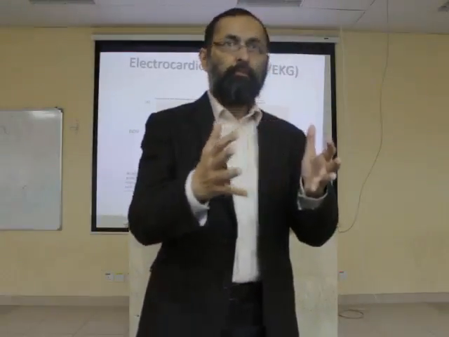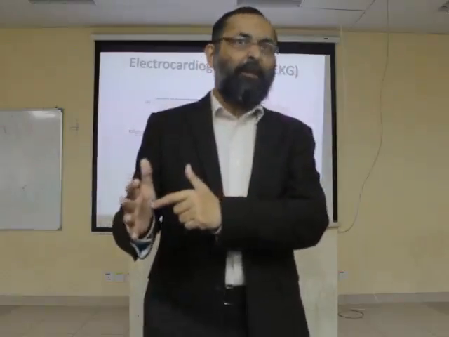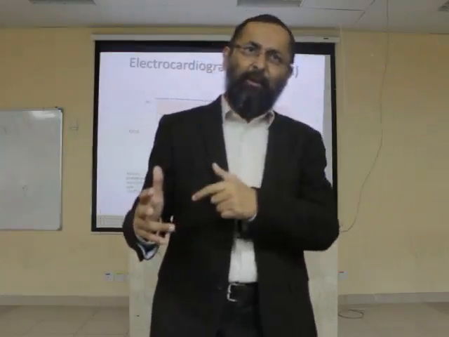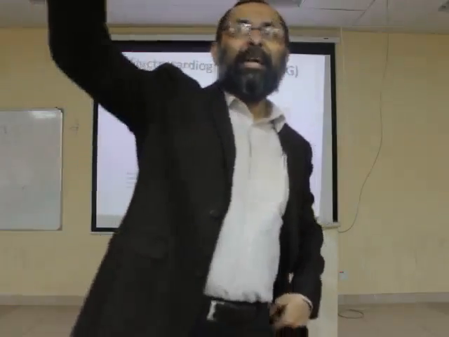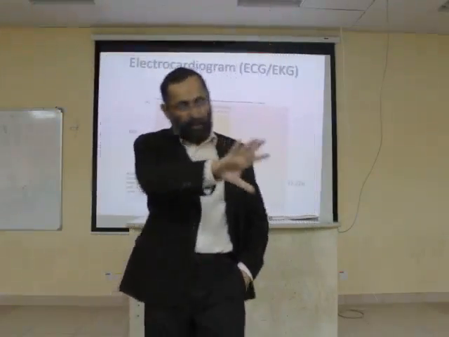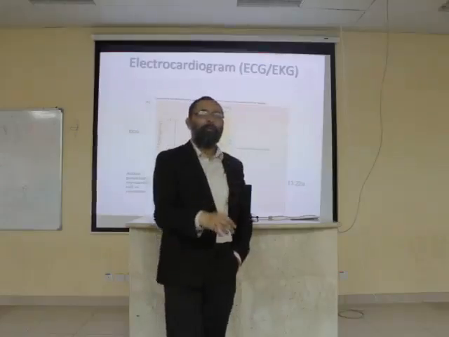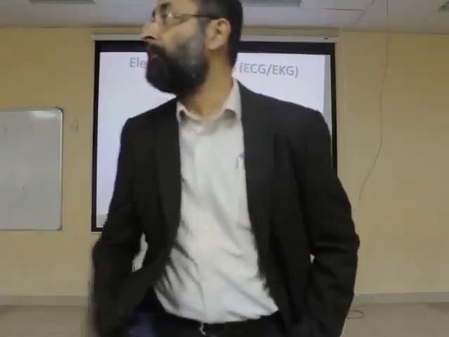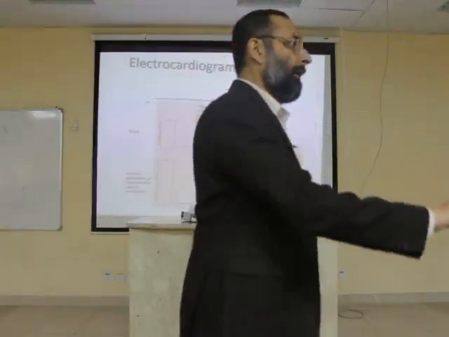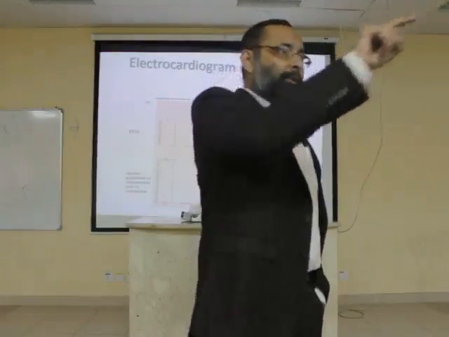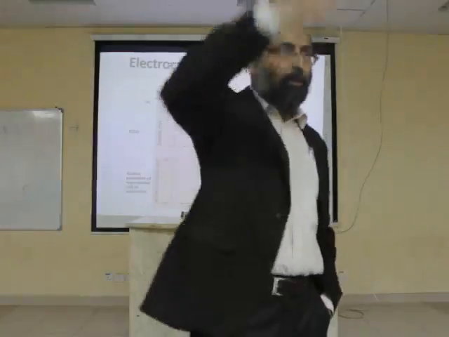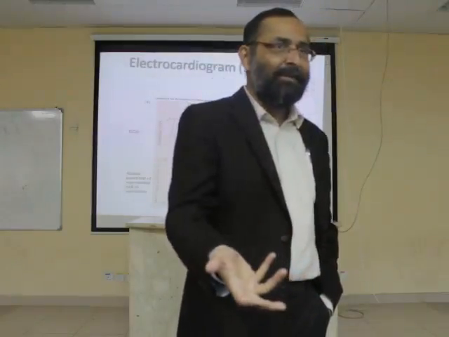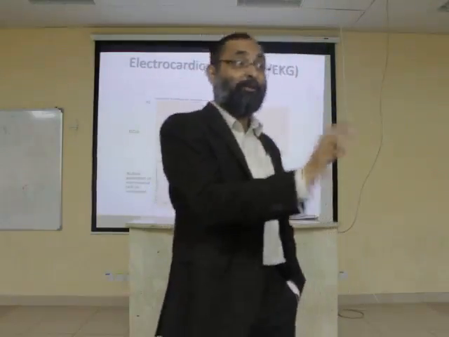To the AV node. Does it go directly to the AV node? No. Or is there some connection? There is a connection, internodal pathways. Yes, internodal pathways, then the AV node. Where is the AV node present? The right atrium. SA node and AV node, both are present in the right atrium. So definitely internodal pathways are also present in the right atrium. So far it's the story of the right atrium.